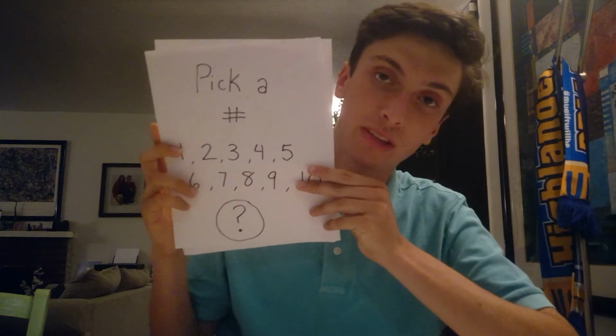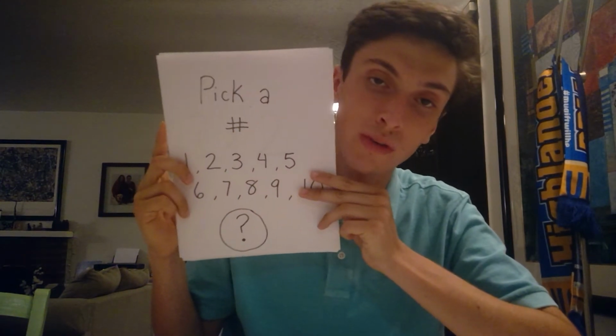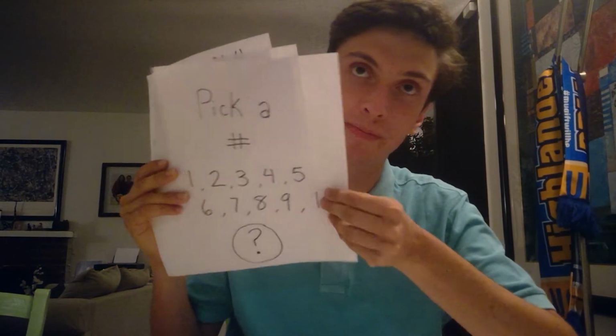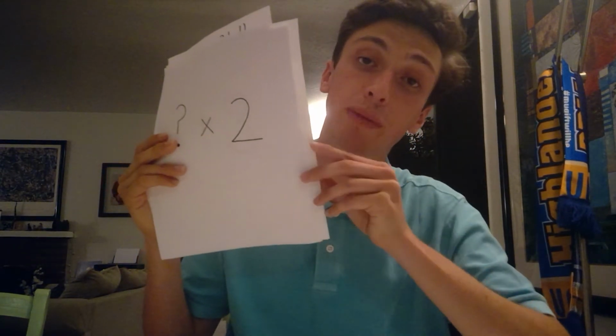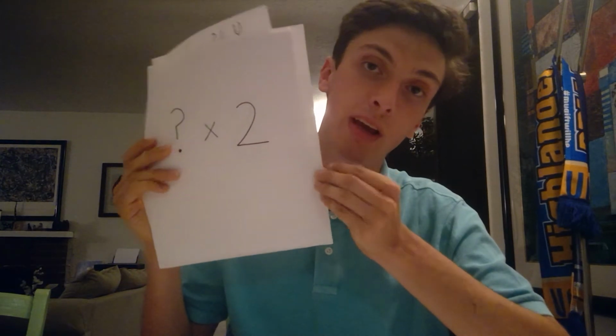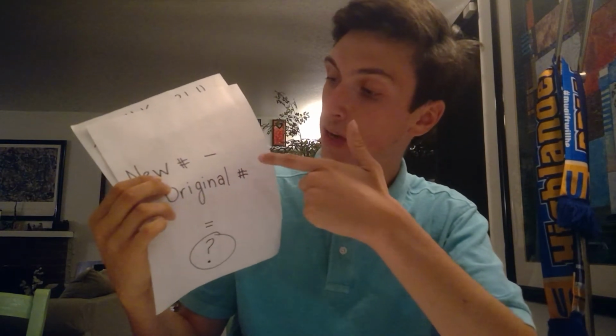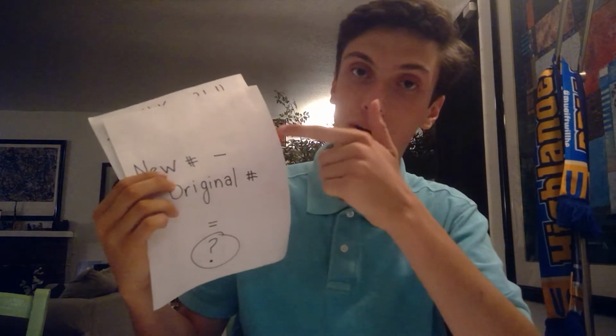So, first I want to start with picking a number between 1 and 10. I'm going to give you a few moments to pick a number from 1 to 10. Alright, once you've got that number, multiply it by 2. Then you're going to add it to 8. Then you're going to divide it by 2. And once you've done all those steps, you take your original number and subtract it from the new number.